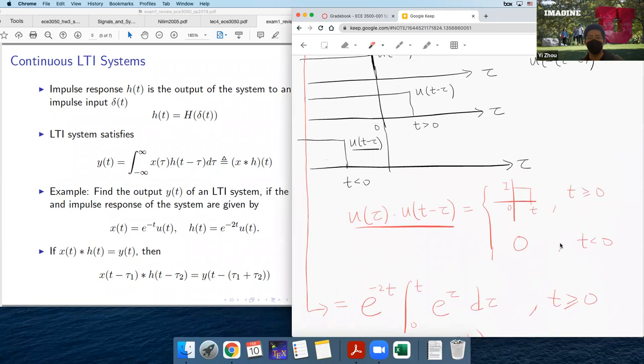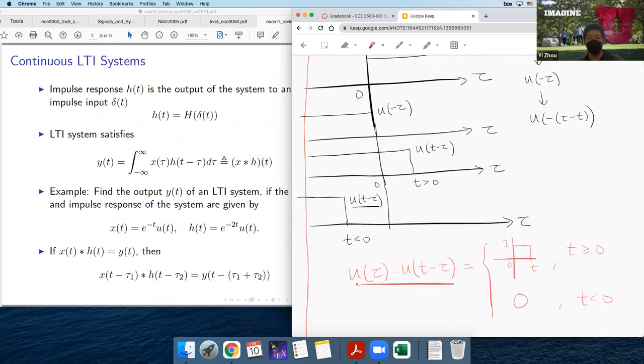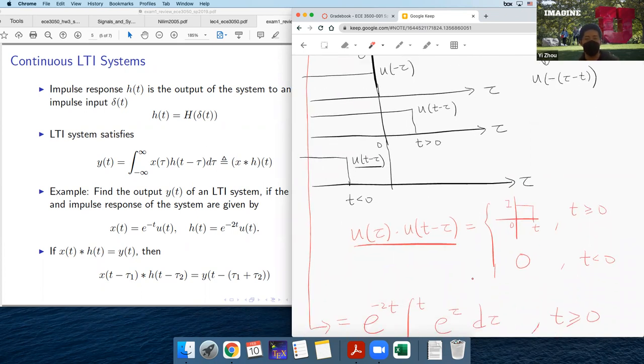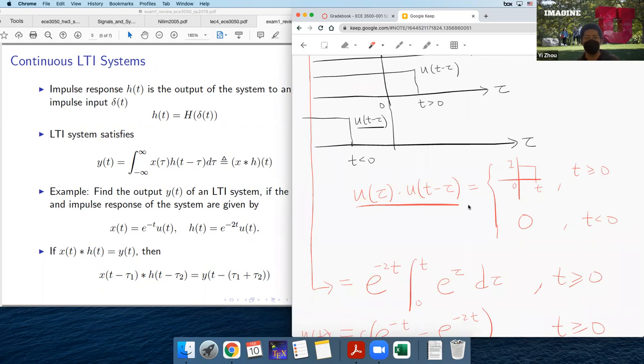Okay. And this is because of this product. So when you discuss this product of the unit step functions, remember that it actually depends on the sign of the index t. So you have two different cases.